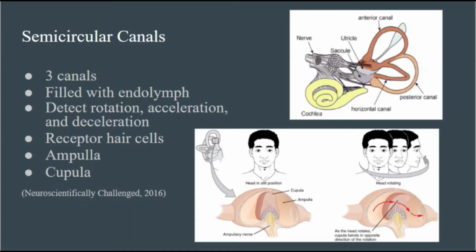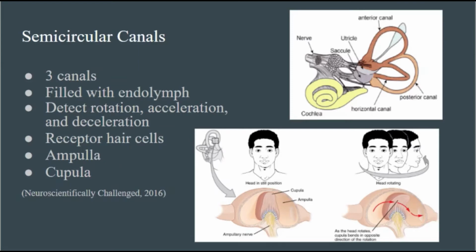The endolymph fills the canals, and as the head moves, the endolymph is going to move with the head. So the endolymph is going to flow into an area of the canal called the ampulla. In the ampulla, there's going to be receptor hair cells, and they're covered by a jelly-like substance called the cupula. So when that endolymph flows over the cupula, these hair cells detect the rotation of the head. So that includes acceleration and deceleration. So for example, nodding up and down, shaking your head, or tilting your head.